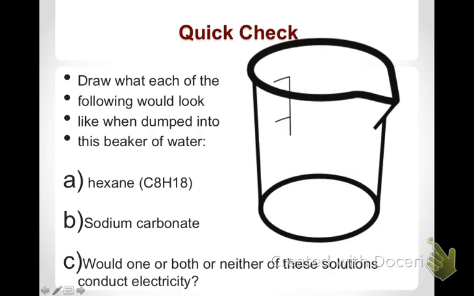Out of those two solutions, would one or both or neither conduct electricity? B is electrolytic, and that is because it has free-flowing ions in it. So a solution that can conduct electricity is called electrolytic. And sodium carbonate, because of the fact that it has those ions that are just floating around now, it would conduct electricity.